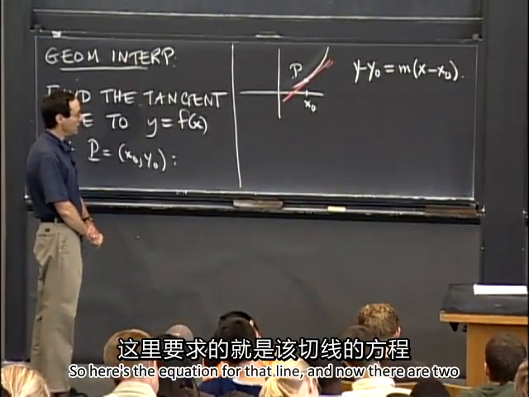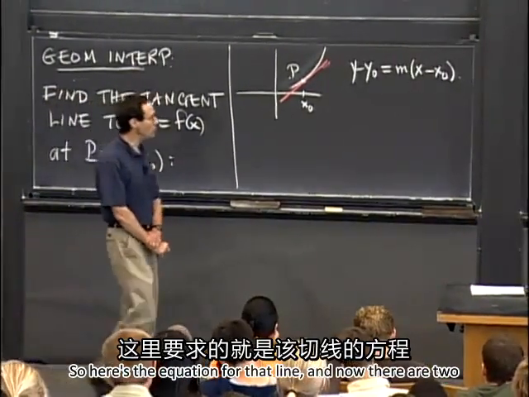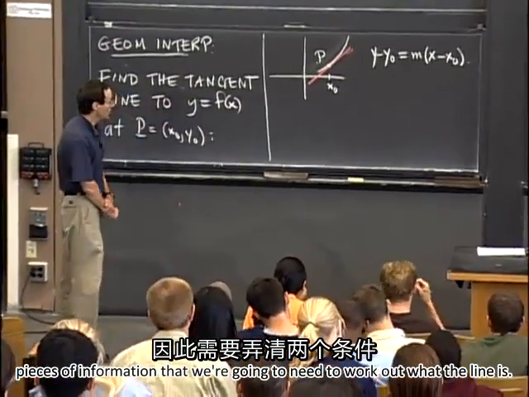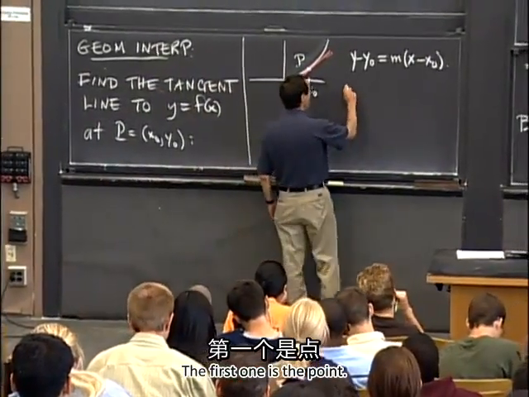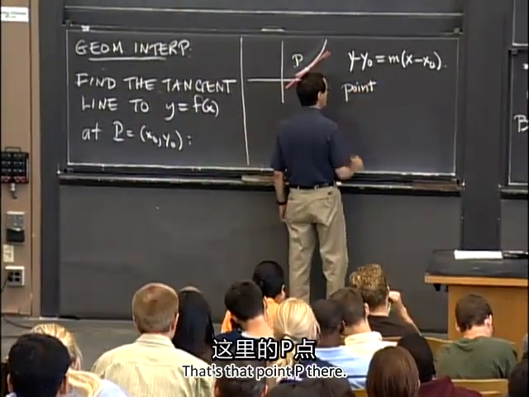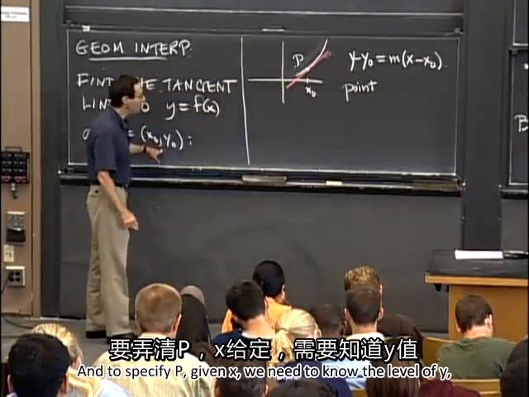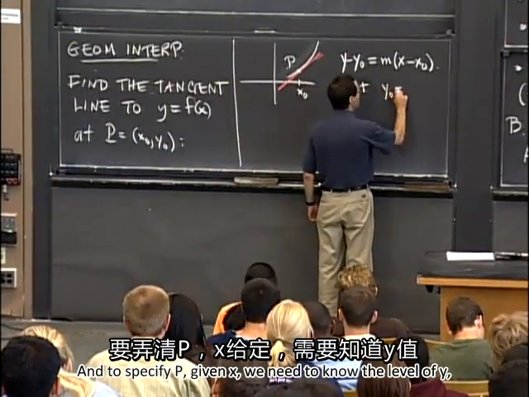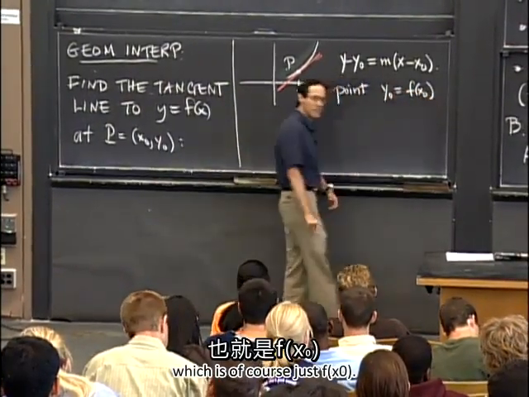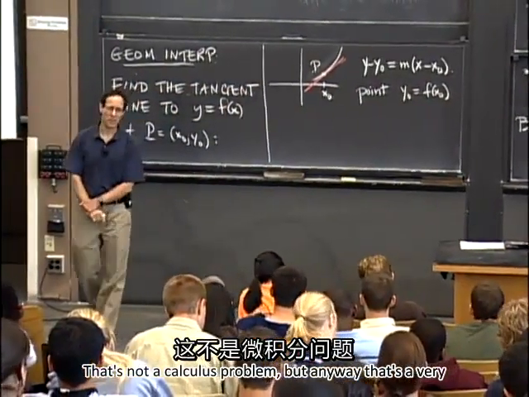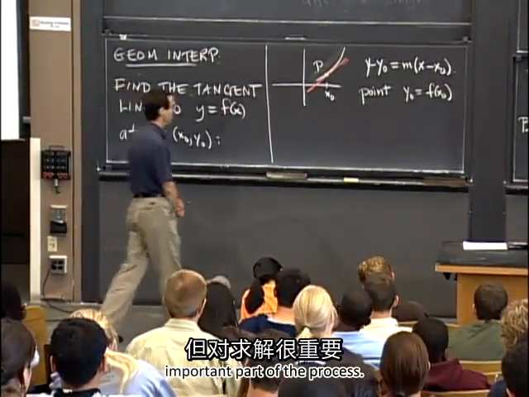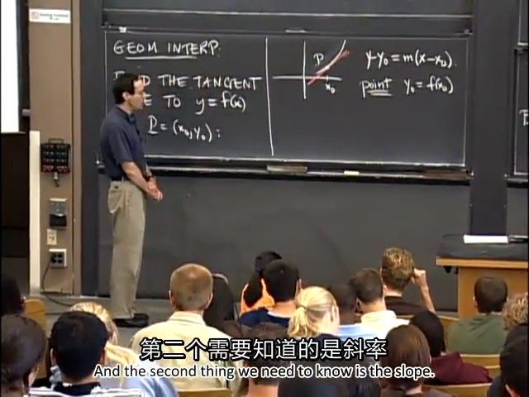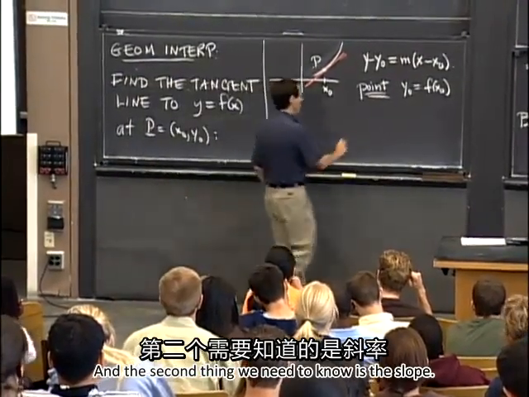So here's the equation for that line. And now there are two pieces of information that we're going to need to work out what the line is. The first one is the point. That's that point P there. And to specify P, given x, we need to know the level of y, which is, of course, just f of x0. Now, that's not a calculus problem, but anyway, that's a very important part of the process. So that's the first thing we need to know. And the second thing we need to know is the slope.